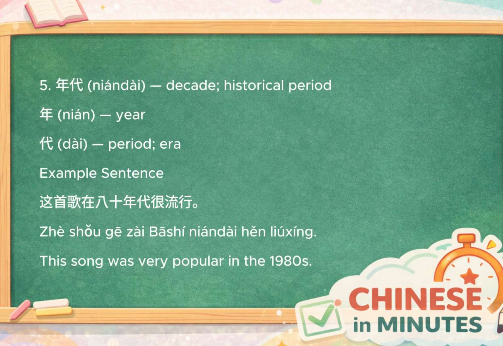Our next word is 年代, which means a decade or a historical period. 年 means year, and 代 means period. Native speakers often use this word when talking about decades, like the 1980s or the 1990s. Imagine flipping through an old photo album, where each section represents a different decade. That's exactly what 年代 feels like.